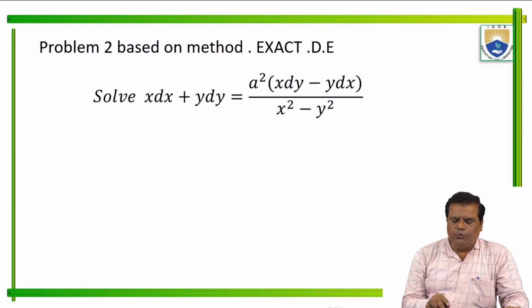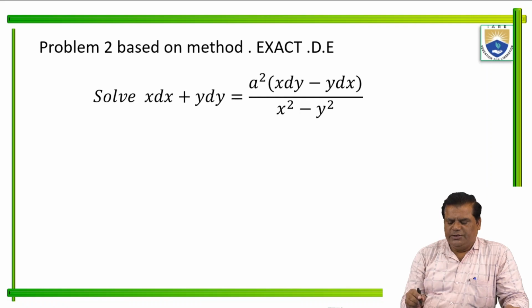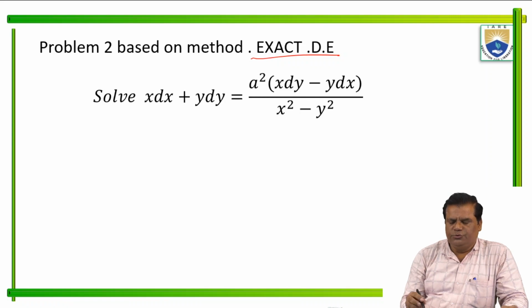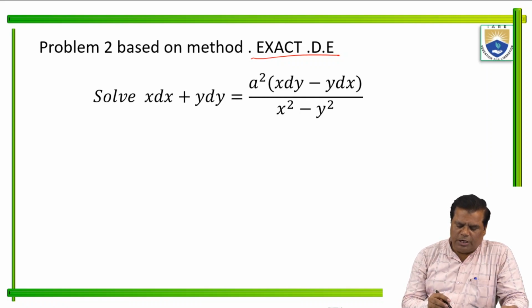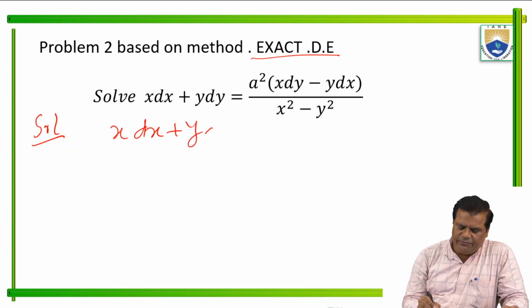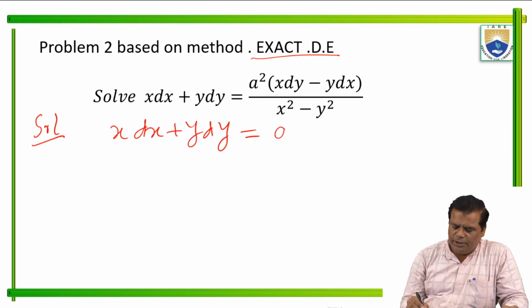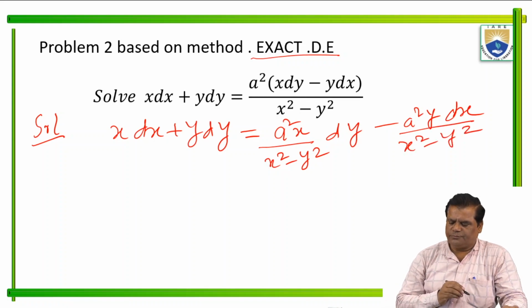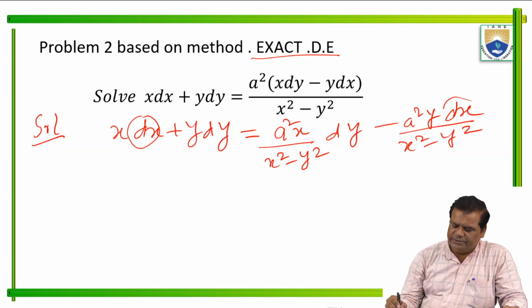Now problem 2, based on the method of exact differential equation. This is the same question based on exact differential equation. So now solving here. First of all, the solution: x dx plus y dy equal to a square x upon x square minus y square into dy minus a square y dx upon x square minus y square. So here is dx and here is dx.